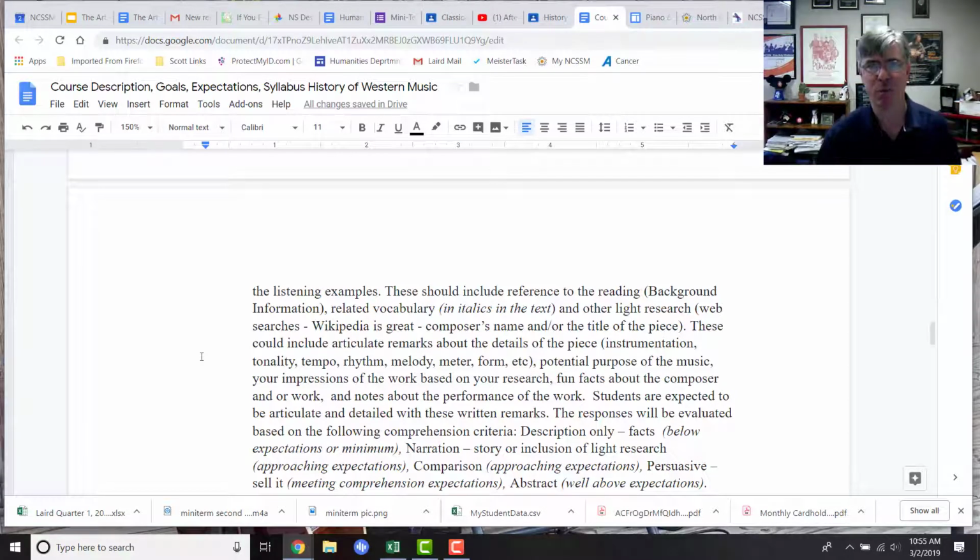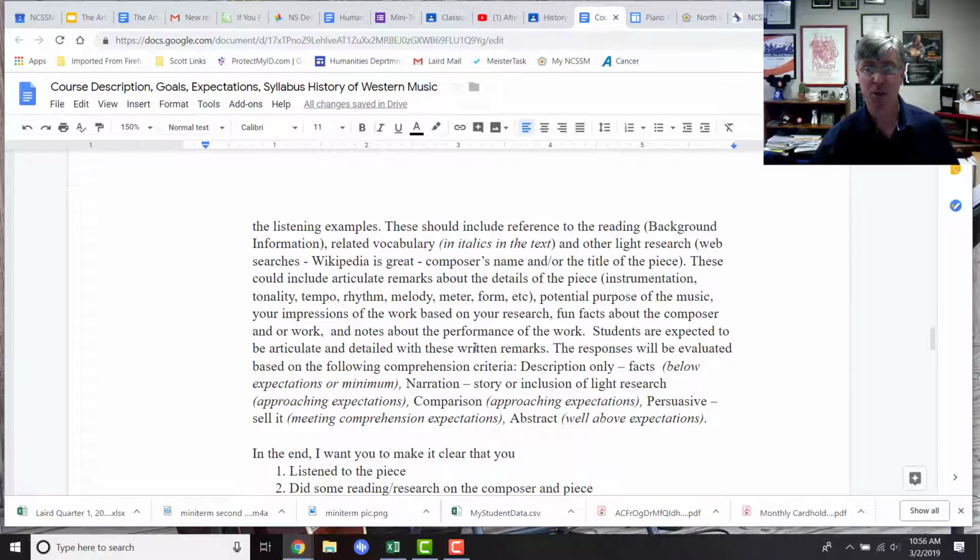I also love it when students include fun facts about the composer or the work and notes about the performance of the work. Any of these things are great for a thoughtful response, and they show me that, number one, you've done a little bit of research, and number two, that you've listened to the work thoughtfully. That's my interest in this. And so by doing that, you've really been thoughtful about the way that you're listening. You're expected to be articulate and detailed with any written remarks.